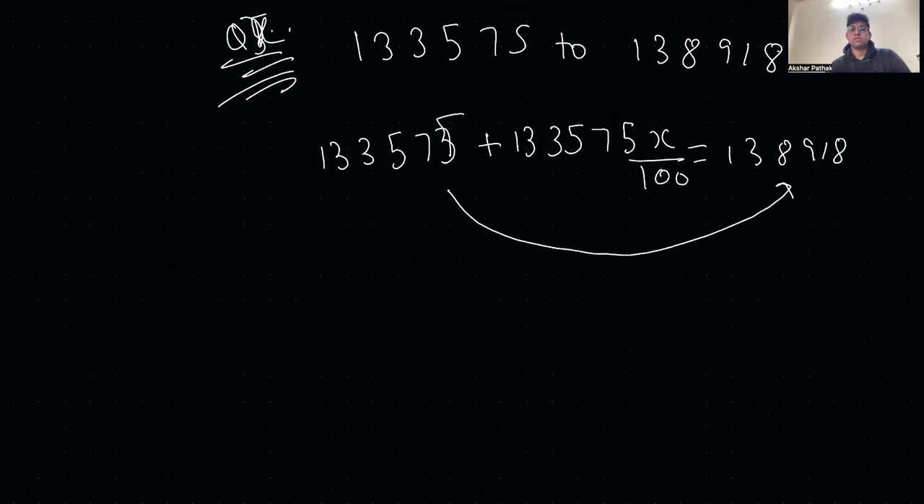What will we get? Okay, let me do it from here also. 138,918 minus 133,575. So it's 5343. Yeah, the calculation is correct. Now 133,575 into x by 100 is equal to 5343.